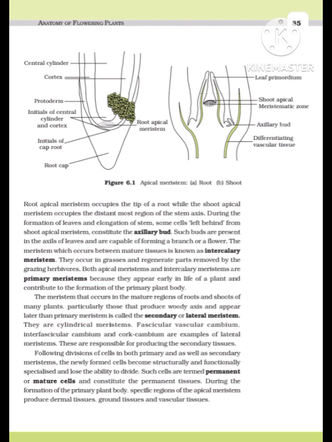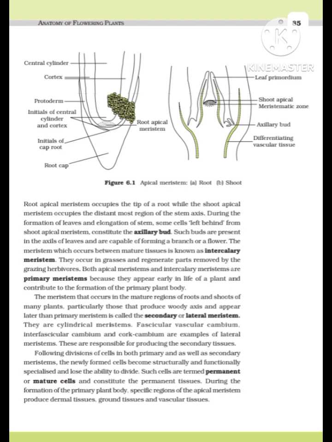Both apical meristems and intercalary meristems are primary meristems because they appear early in life of a plant and contribute to the formation of the primary plant body. The meristem that occurs in the mature regions of roots and shoots of many plants, particularly those that produce woody axis, and appear later than primary meristem, is called the secondary or lateral meristem. They are cylindrical meristems. Fascicular vascular cambium, interfascicular cambium and cork cambium are examples of lateral meristems. These are responsible for producing the secondary tissues.